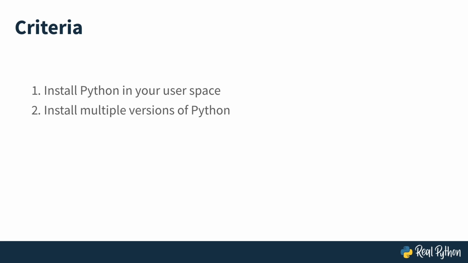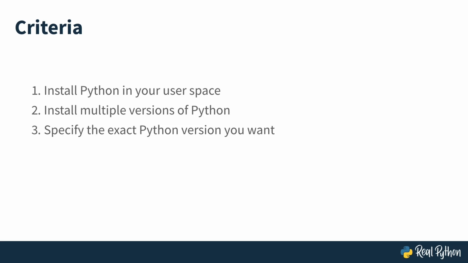With these constraints in mind, let's recap the criteria that would let you install and manage Python versions easily and flexibly. First, install Python in your user space, so you have full control and you will have no interference with other users. Second, install multiple versions of Python, which will allow you to test your project with multiple Python versions or work on multiple projects with different Python versions in your user space.